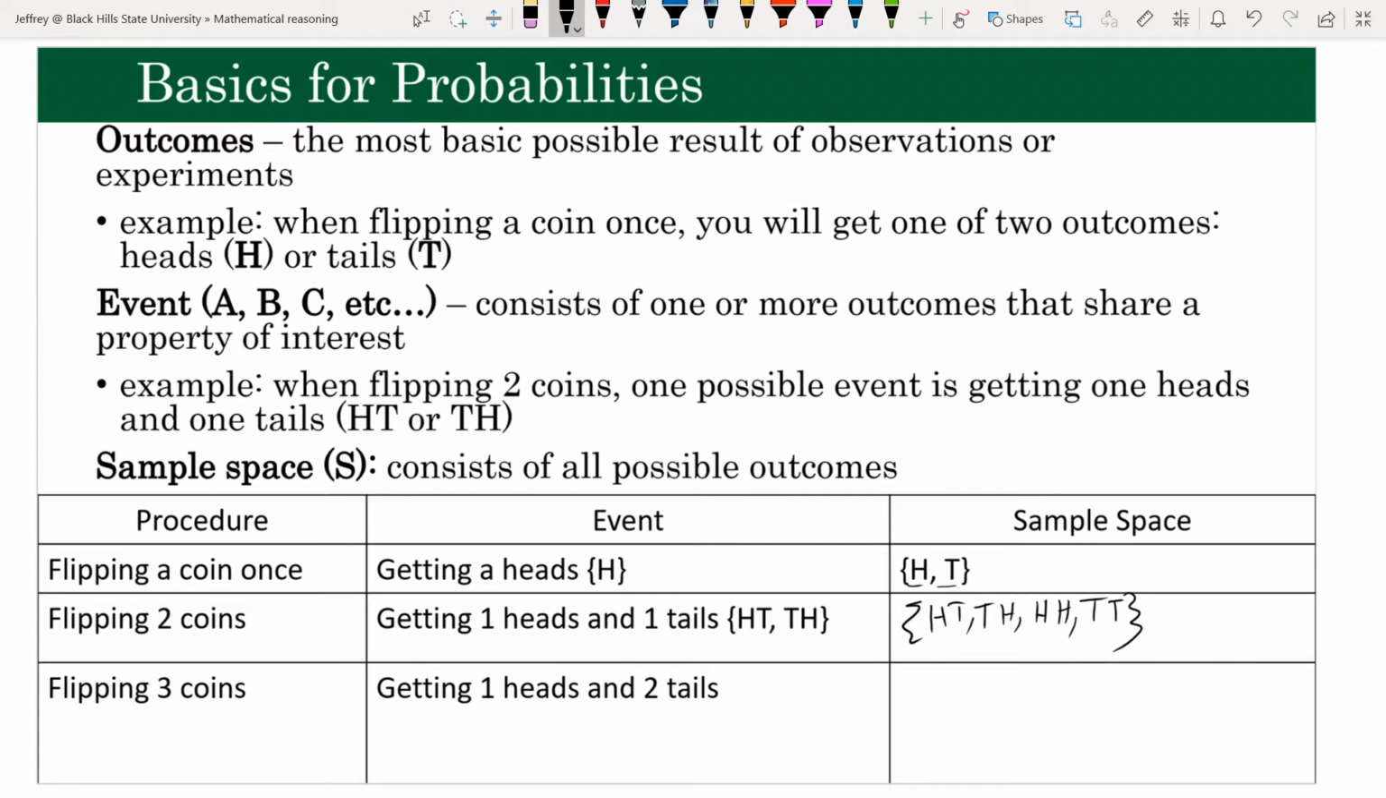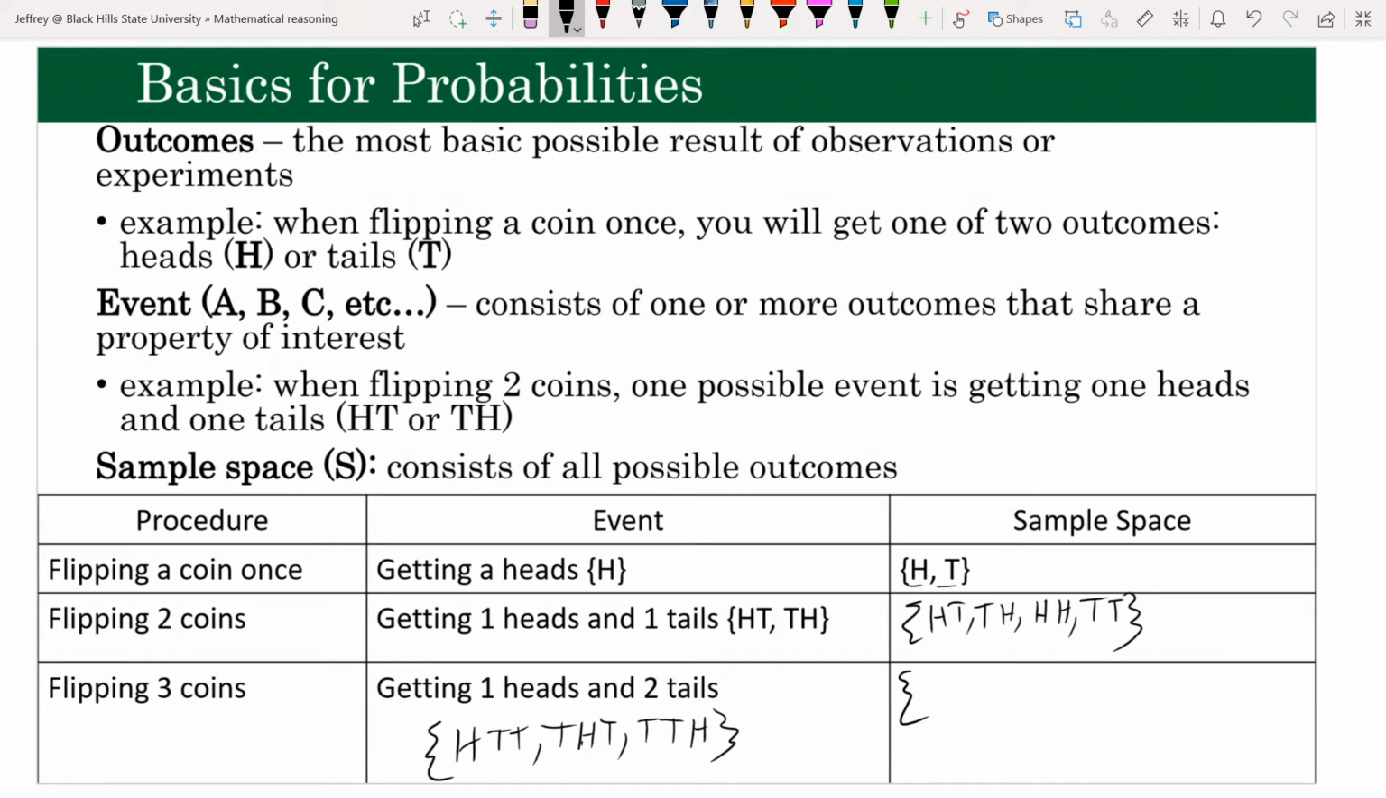If we flip three coins, and let's say we're trying to find the event where we get one heads and two tails, it turns out there are, I believe, three different ways this can happen. First one's heads and the last two are tails. We can have the case where the second one's heads, or we could have it where the last coin is heads. So now, what if we were to list out the sample space?